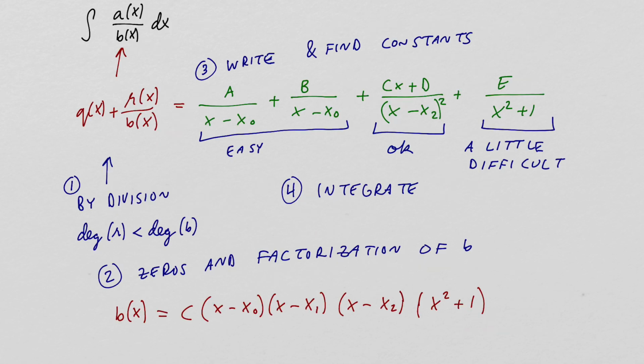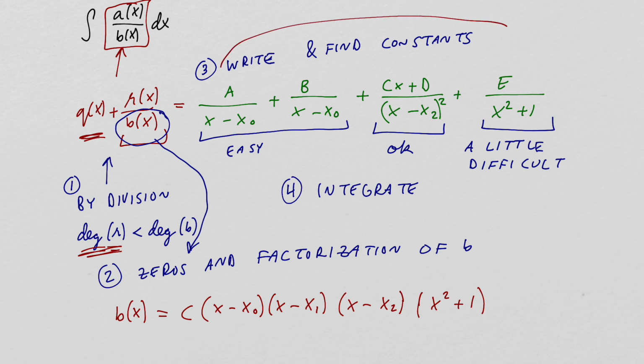So in conclusion, if we have a fraction of two polynomials, we can make a division so that we'll get a polynomial plus a fraction where the numerator has a smaller degree. Then for the denominator we can find the zeros and the factorization, and based on that we can write the partial fraction decomposition and need to find the constants there. And after doing this we can integrate.